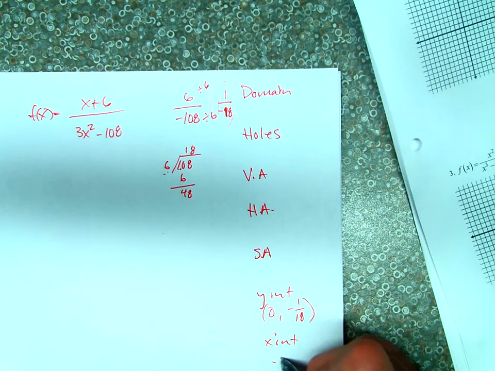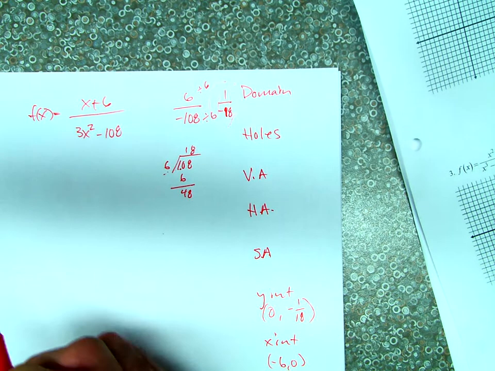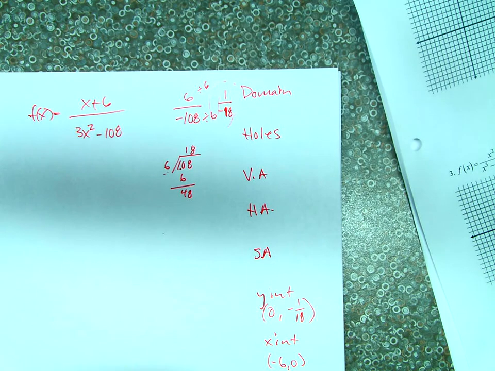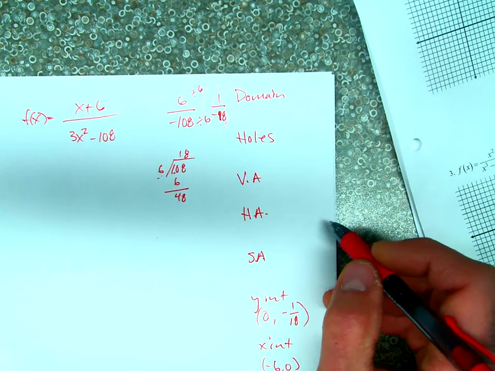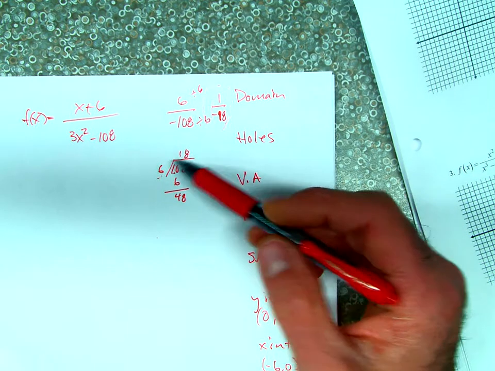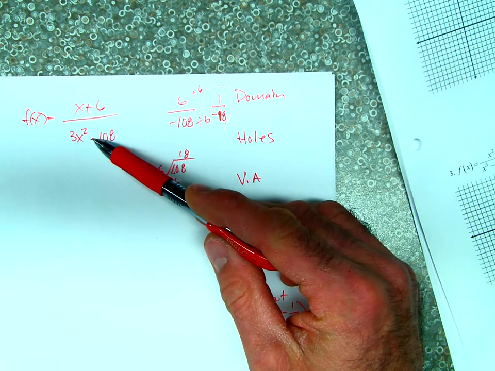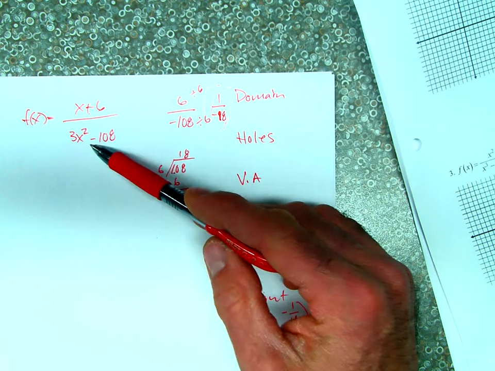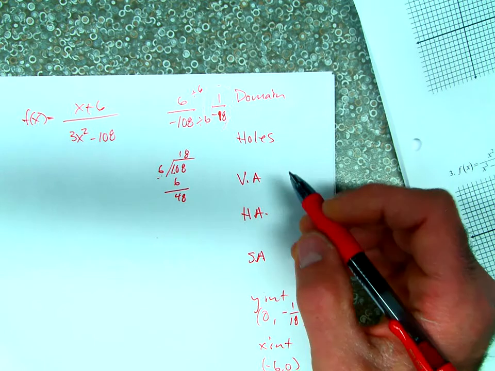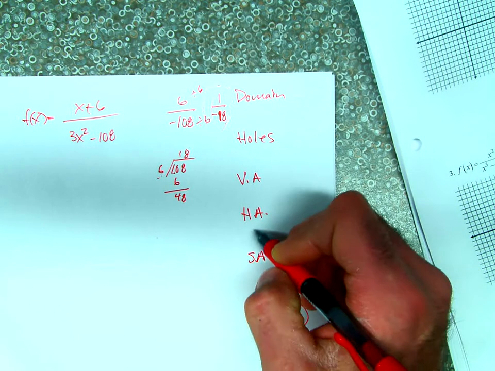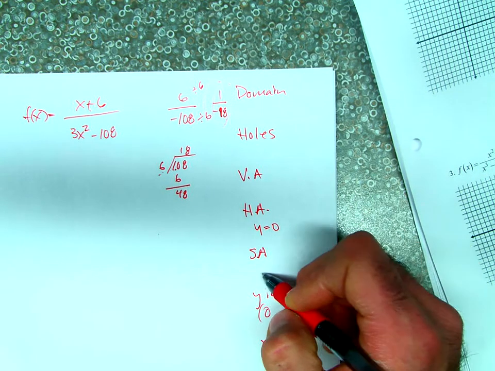How did you get negative 6, 0? It comes from the numerator. Set the numerator equal to 0. Okay? What case is this? Why is it J-Lo? The degree of the numerator is 1. The degree of the denominator is 2. It is little over big. It is J-Lo. So what is J-Lo? Y equals 0. Very good, you guys. Slant asymptote? There's not one.